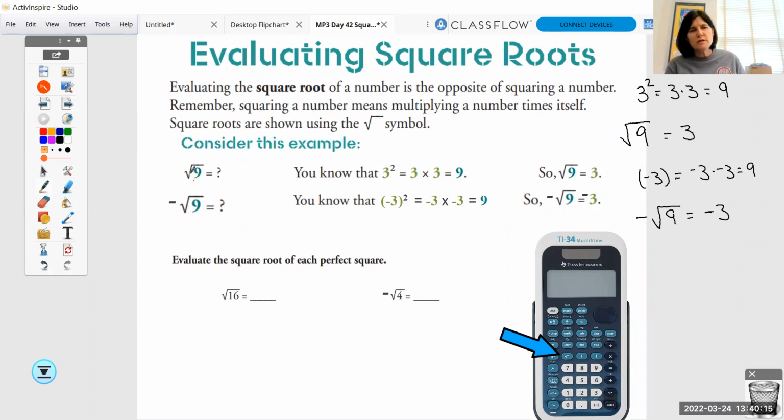So here are the two we just talked about. The square root of 9 is 3, because 3 times 3 is 9. The negative root of 9 is -3, because -3 times -3 is 9.